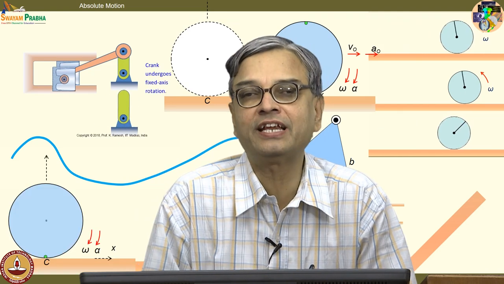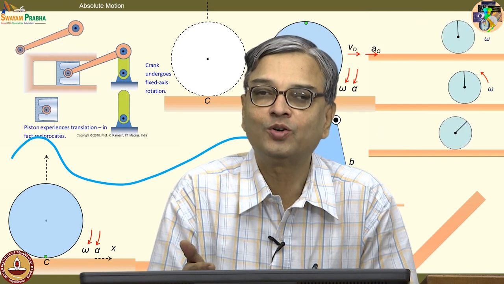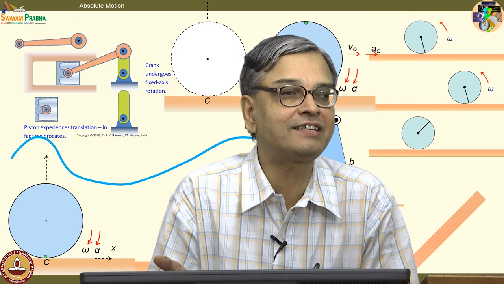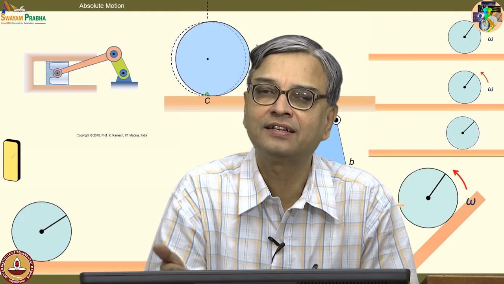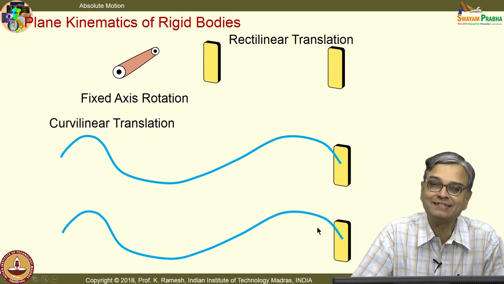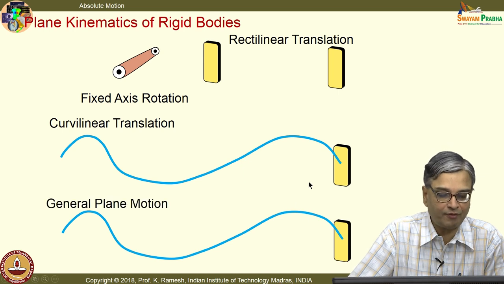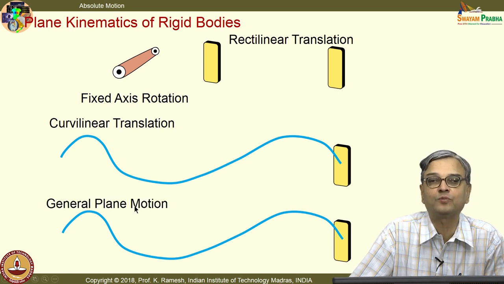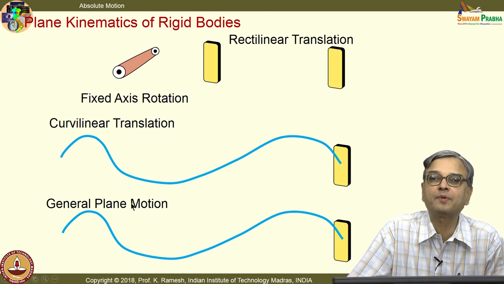You know, you all have your mini drafters. When you want to move it, you have a parallel bar mechanism, and you are able to have a curvilinear translation of this. If you have your scales fixed, when you move it, you can have a curvilinear translation on your drawing board. And in the second case, the object translated as well as rotated. So, you call that kind of motion general plane motion. And we will have to understand how this has come about.